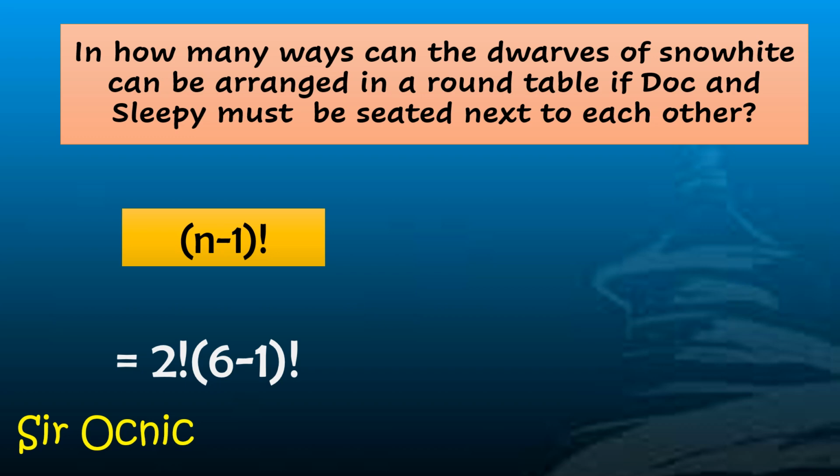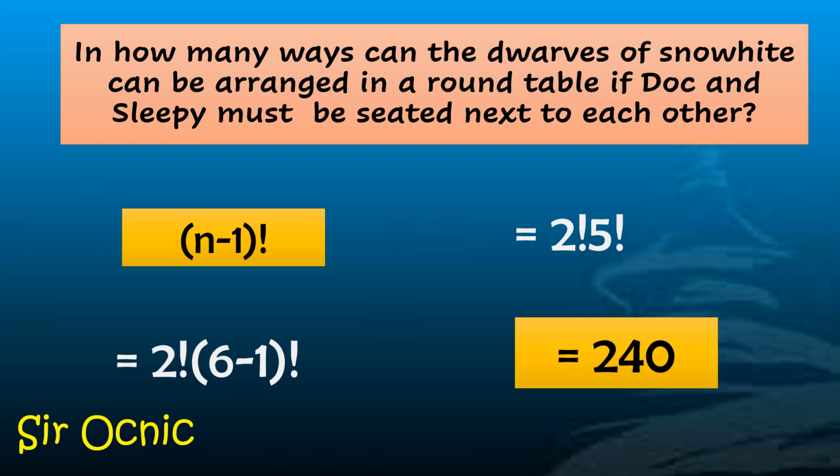Since Doc and Sleepy can be interchanged, we are going to multiply (6 minus 1) factorial by 2 factorial. So that is equal to 2 factorial times 5 factorial, or simply 240.